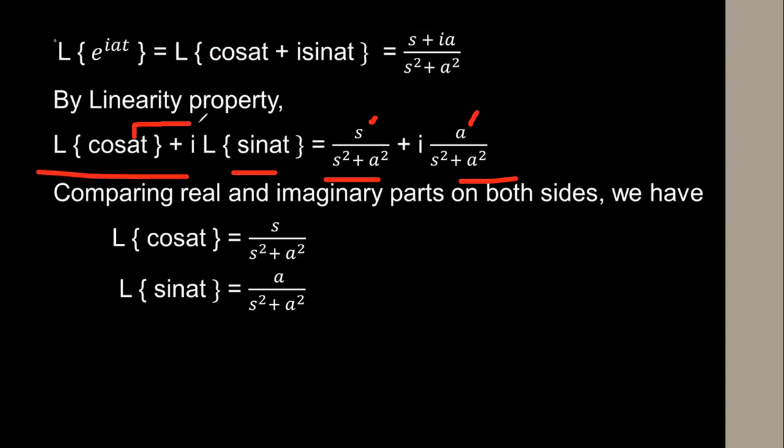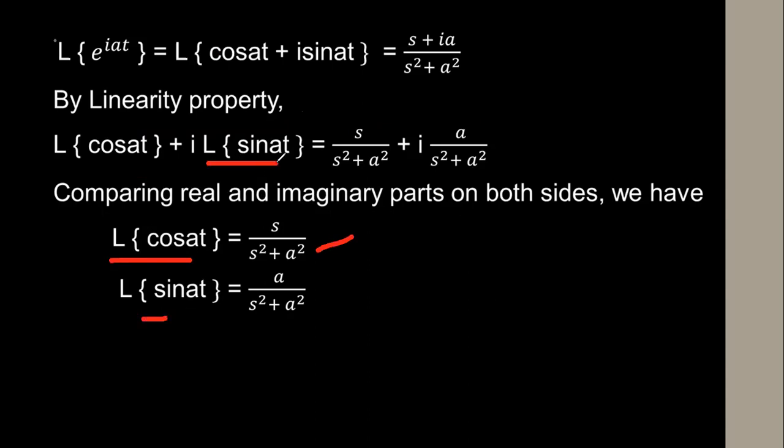So Laplace transform of cos at is equated to s by s square plus a square, and the imaginary value, Laplace transform of sin at, is equal to a by s square plus a square. So you have to compare the real and imaginary parts on both sides. Laplace transform of cos at is s by s square plus a square, and Laplace transform of sin at is a by s square plus a square. This is another alternative method to find both the sin and cos trigonometric functions.